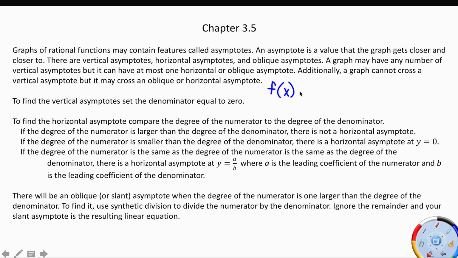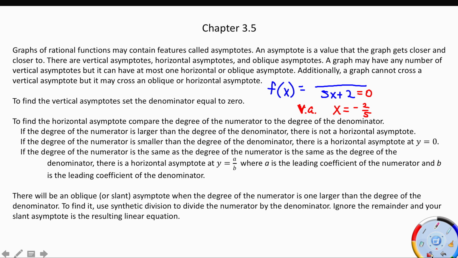So let's say we had some rational function. Then vertical asymptotes are what make the denominator equal 0. I would just solve the equation where the denominator equals 0, and my vertical asymptote then is this line. Notice it's a vertical line, x equals negative 2/5. So I would draw a dotted line down my graph at x equals negative 2/5.